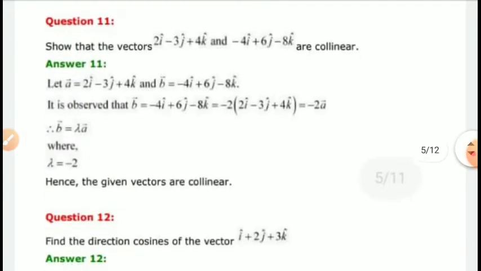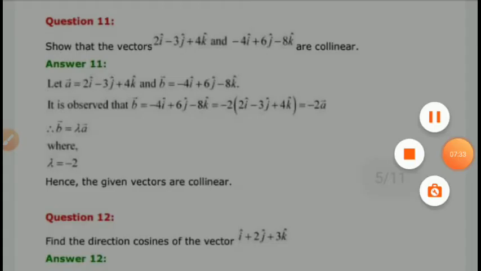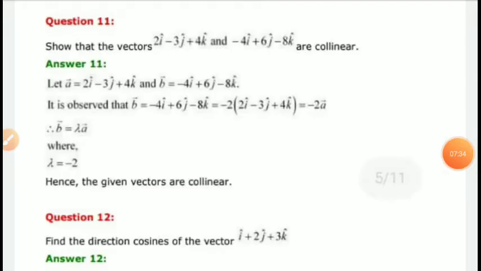Now the 11th question. See here, show that the vectors 2i plus 3j plus 4k and the other given vector are collinear. Recall what is meant by collinear vectors. Collinear vectors are such that if one vector is a scalar multiple of the other vector, then they are called collinear vectors. Actually, collinear vectors are nothing but parallel. The two vectors should be parallel irrespective of their magnitude and direction.